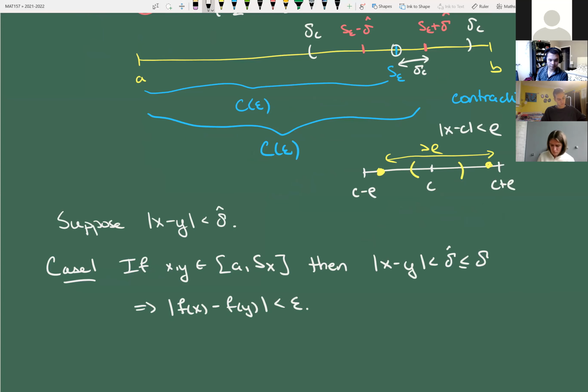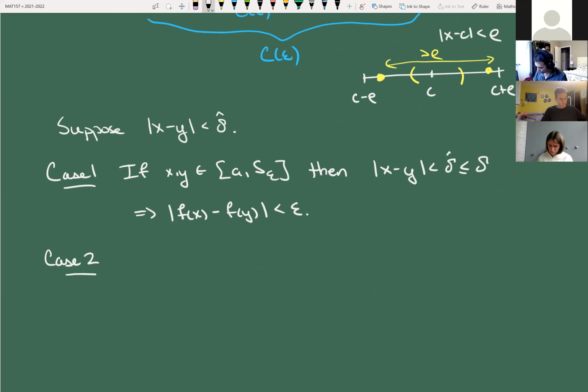Everyone agree? Basically, this is if the x and y are both in the blue thing, or sorry, S sub epsilon, right? So I've said if x and y are both in the blue thing, well, the fact that they're both less than delta hat and delta hat is less than delta automatically gives me |f(x) - f(y)| is less than epsilon, right? Because that's what the delta stuff does.